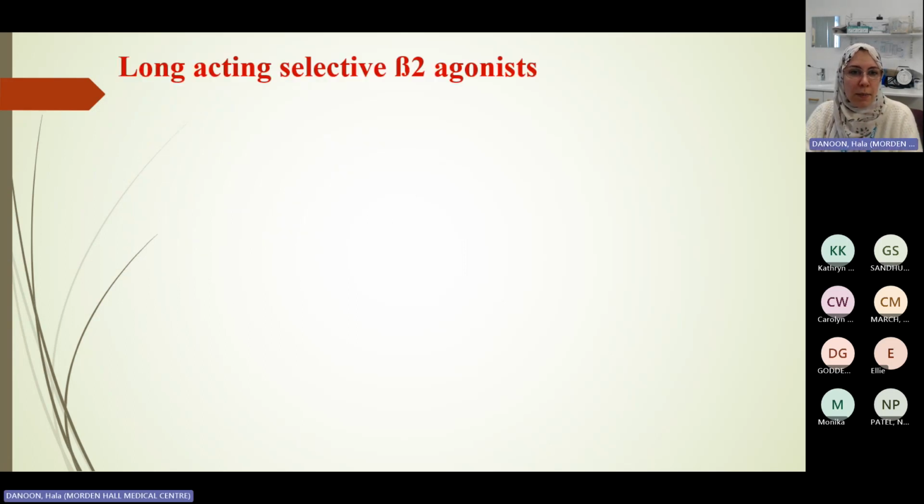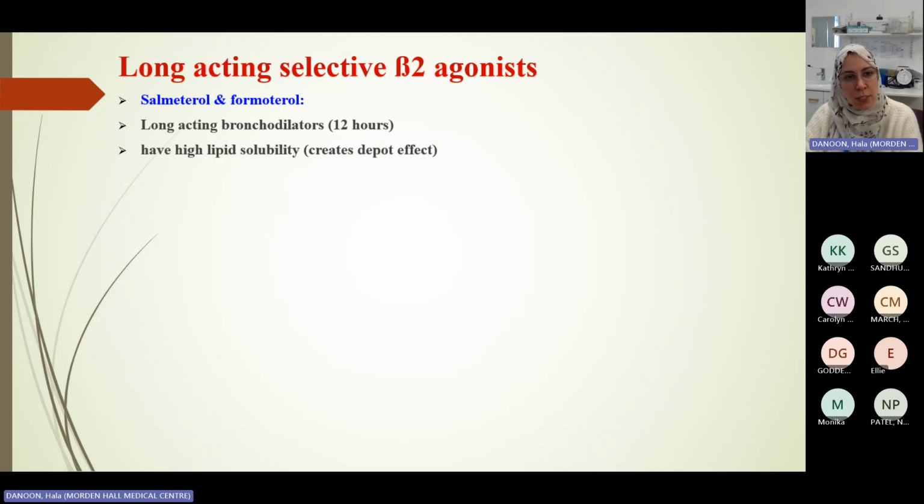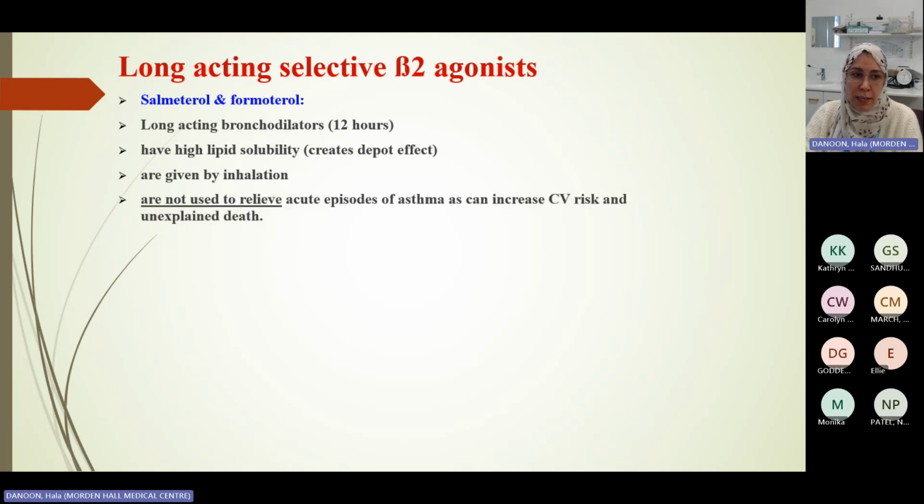Now, long-acting beta agonists, and that is mainly salmeterol and formoterol, they are long-acting bronchodilators. They last for 12 hours, and that's why we give them twice a day. They have high lipid solubility, so they create a diuretic effect even in the lungs. They are mainly given by inhalation. They are not used to relieve acute episodes of asthma, as they can increase cardiovascular risk and unexplained death.